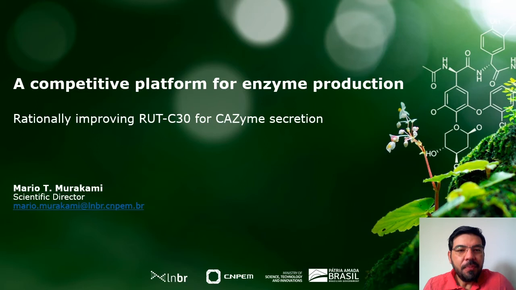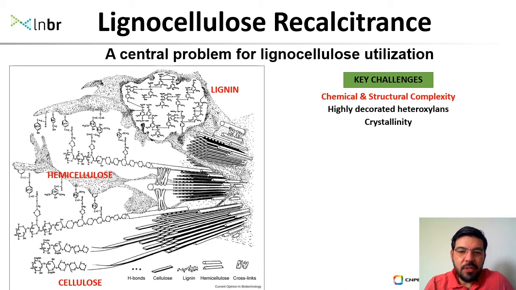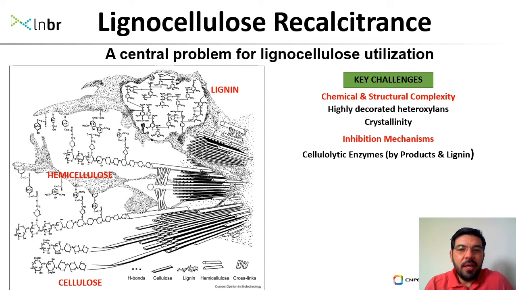And today I'd like to tell you about the development of a competitive microbial platform for enzyme production. Lignocellulose is a renewable, sustainable, abundant feedstock, and probably the most promising feedstock to support the circular bioeconomy. However, this material is highly recalcitrant, which has hampered its utilization in biorefineries. The complex mixture of cellulose, hemicellulose, and lignin makes it really hard to break down into simple components like monosaccharides. The enzymes typically used in this process are inhibited by their own products and also by other components of the plant, like aromatics from lignin.